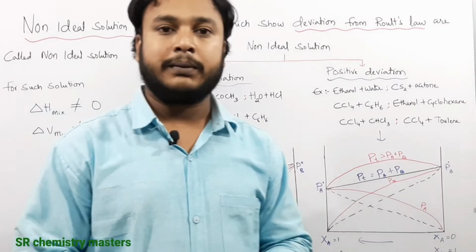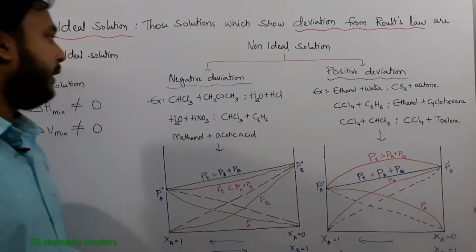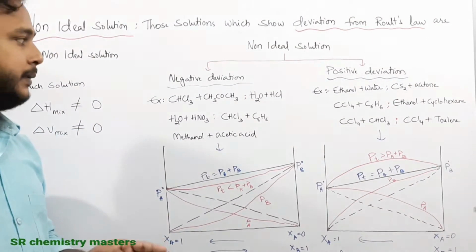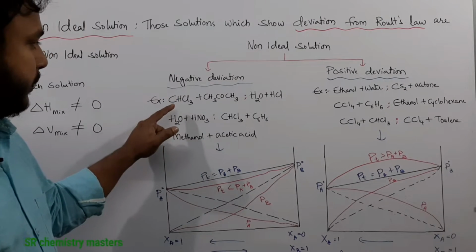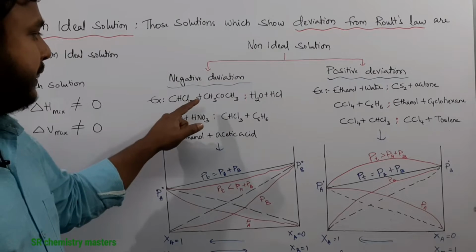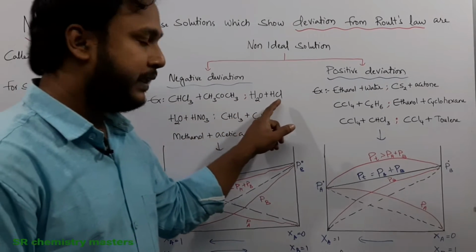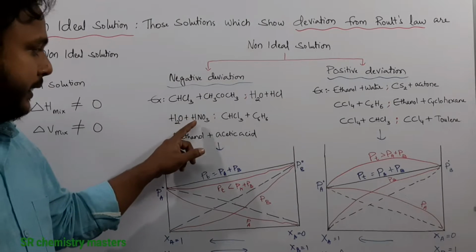That is carbon tetrachloride and chloroform. And when it comes to the examples of non-ideal solutions exhibiting negative deviation, we have chloroform mixed with acetone. The second example is water mixed with HCl. The third example is water mixed with nitric acid.